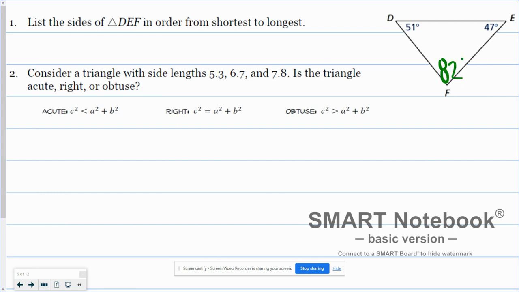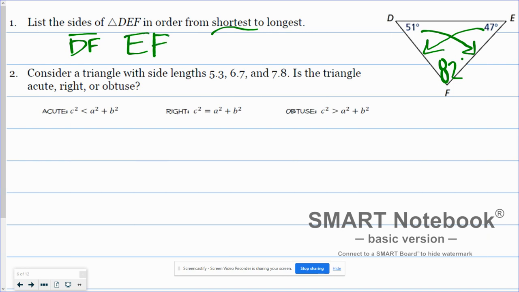So what would be the shortest side? The shortest side is opposite the smallest angle. So opposite our 47-degree angle, we have side DF. So what would come next? Well, our next angle would be 51 degrees, and opposite the 51-degree angle, side EF. So that side comes next.